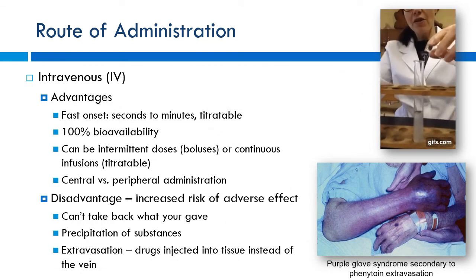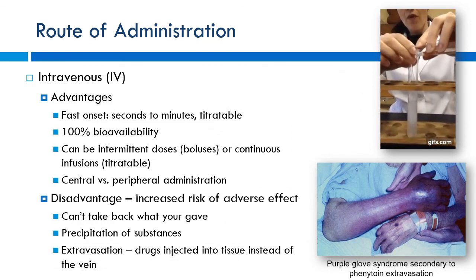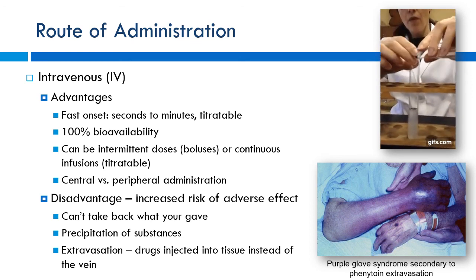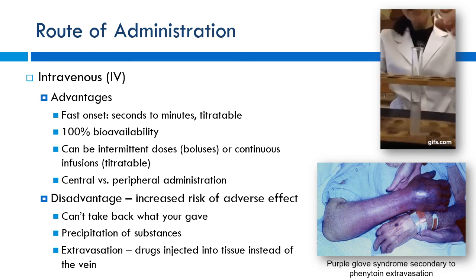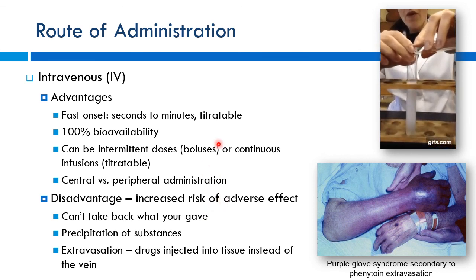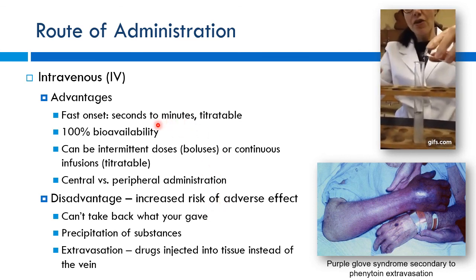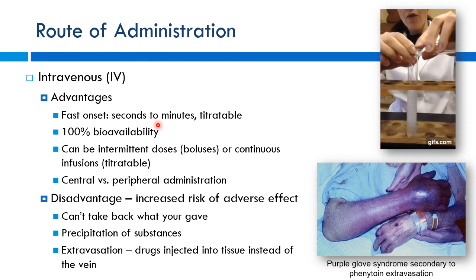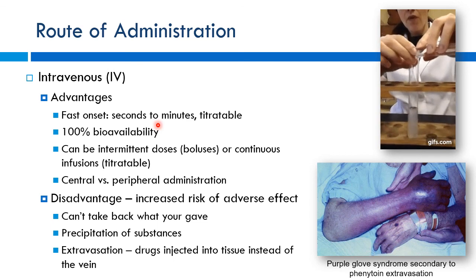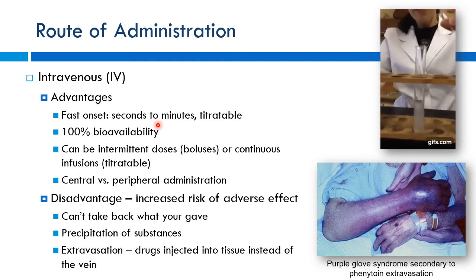So IV administration, this is probably the one people are most familiar with as far as having good bioavailability, good quick onset of action. This one's very, very fast in order to get the drugs into the system, right? Nice thing about this is that because you're directly injecting the veins, it has a good onset, and it's also titratable. When I say titratable, what does that mean? I can change it. I can say how much I'm going to give.